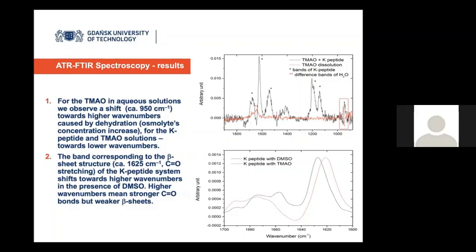As a result, for K-peptide and TMAO system, we obtained a shift of circa 950 wave number towards higher wave numbers for the TMAO in aqueous solution, and for the K-peptide and TMAO system towards lower wave numbers. Moreover, the bands corresponding to the beta sheet structures, which I told about on the previous page, shift towards higher wave number in the presence of the DMSO than in the presence of the TMAO, which is presented in the second picture.